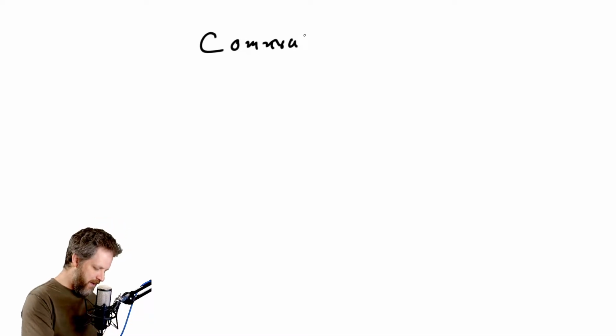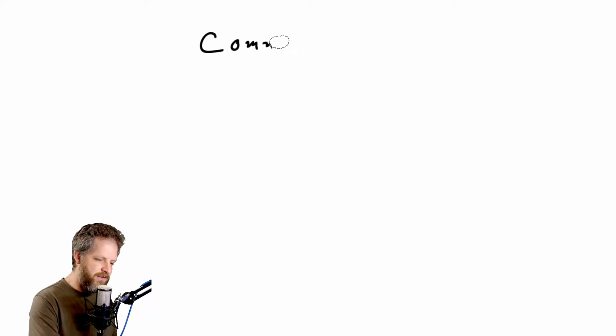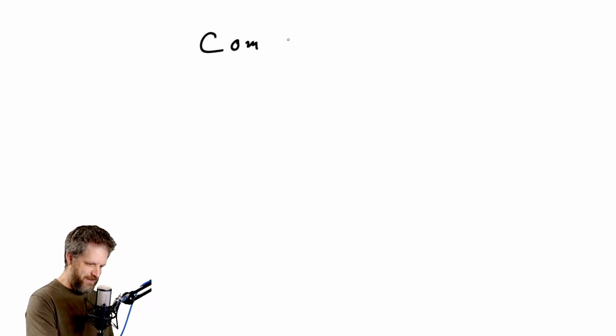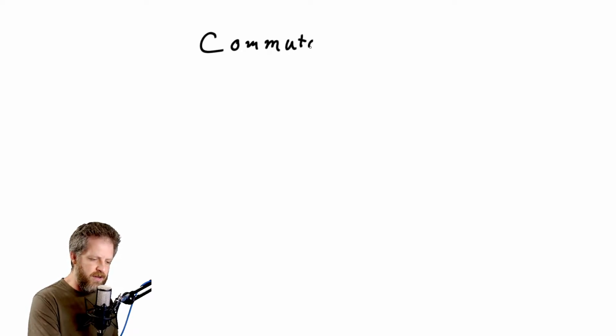So the first property we're going to talk about is the commutative property, C-O-M. The commutative. What the heck have I drawn? Let's try again. Some sort of M thing happening. Commutative.